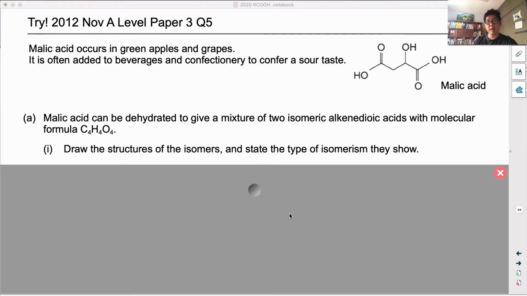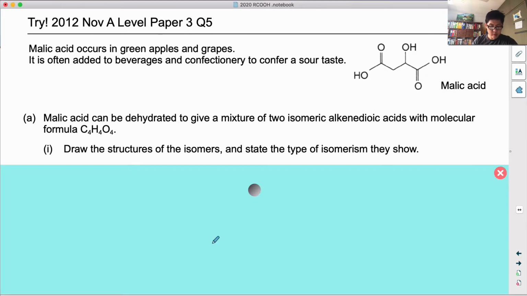Hi everyone, let's go through this 2012 November A-level paper, paper 3 question 5. This can be found in the notes. Okay, let's run through. They say malic acid has this structure.